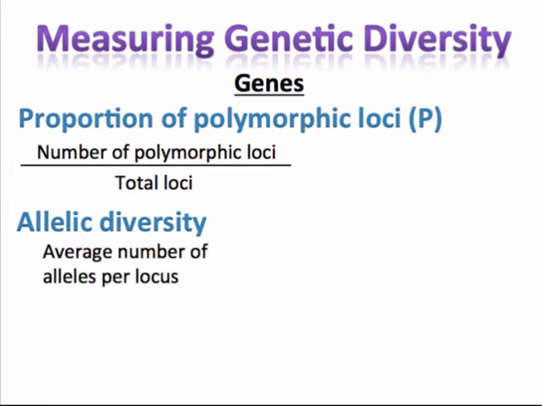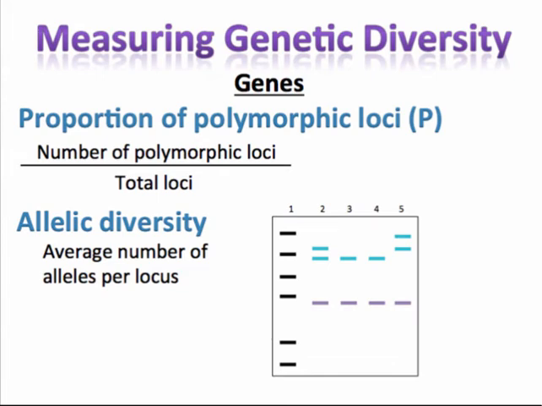Okay, so what does this mean? Let's look at a gel here. So here we have 2 different loci. They are blue, one is blue and one is purple. So when we're calculating the proportion of polymorphic loci, or P, we take first the number of polymorphic loci. So we can see that the purple locus is not polymorphic and the blue one is. So we have 1 out of our 2 loci that is polymorphic, and you divide that by the total. So your P here is going to then be 0.5.